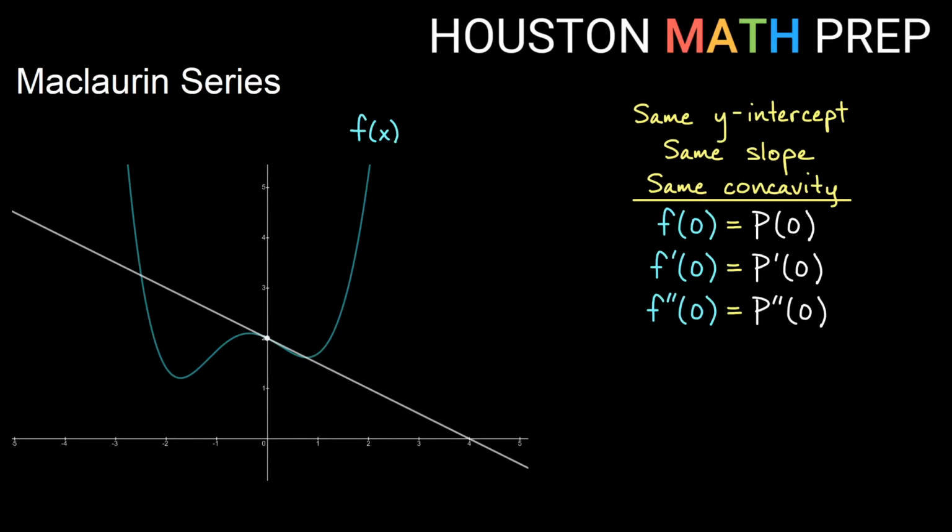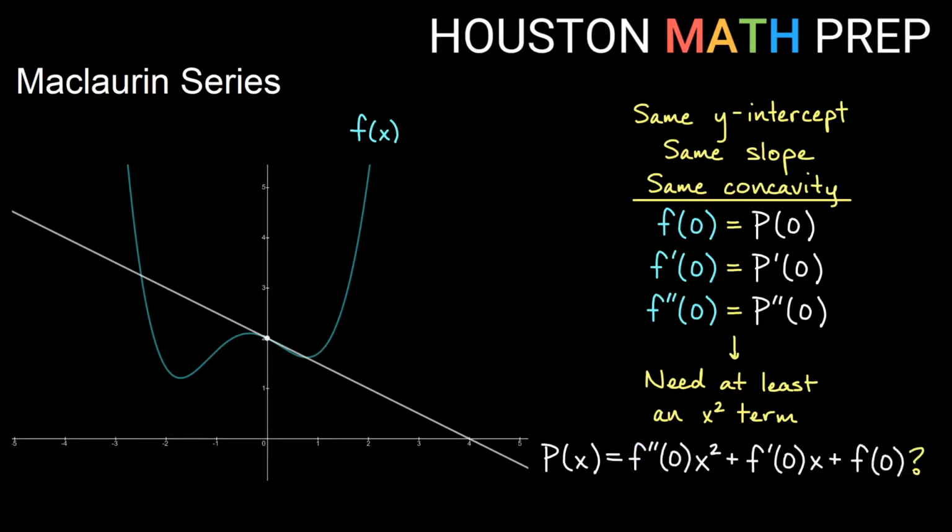In order to get any information that is non-zero out of my polynomial for concavity, in other words, if I take the second derivative and get something that's not 0, the only way to do that is to have at least an x squared term in my polynomial. So what we'll need to do is just take a guess, and based on how the formula's gone so far, maybe we say that my polynomial is the second derivative at 0 times x squared plus the first derivative at 0 times x plus f of 0.